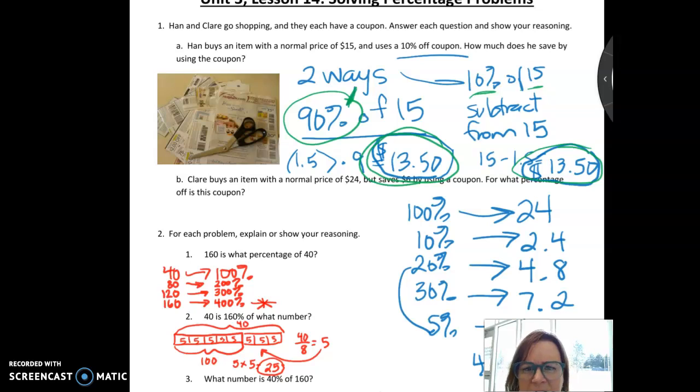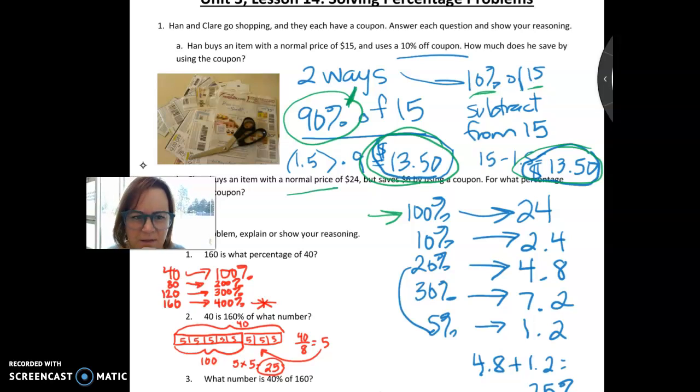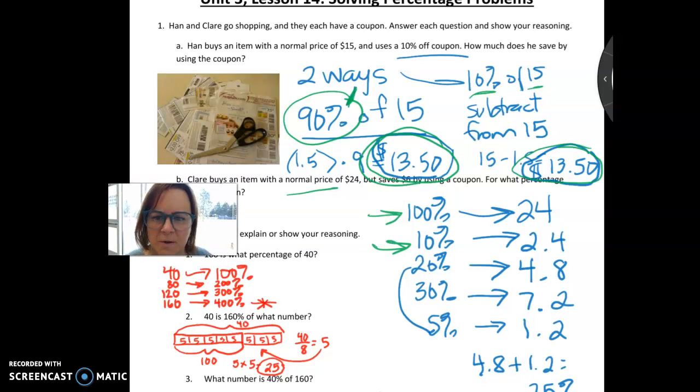In part B, Claire buys an item with a normal price of $24, but she saves $6 by using a coupon. You need to figure out what percentage off that coupon was. And so I used a percent table to do this one. You can see that I started with 100% of the item is $24, and we know that because that's the original price. Then I go to 10%. Just like we've talked about in class, if we can find 10% of a number, we can pretty much figure out any of these percent problems.